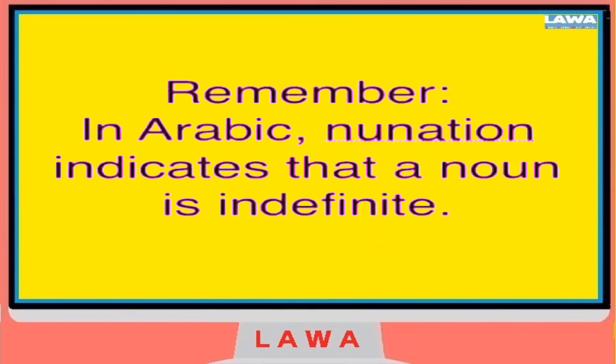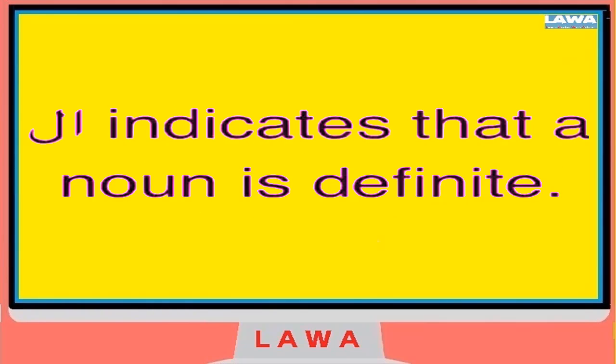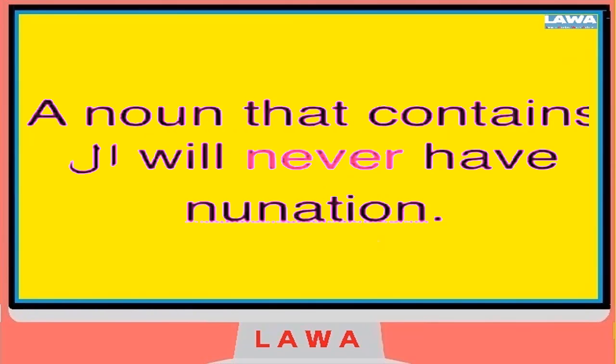Remember, in Arabic, nunation indicates that a noun is indefinite. Alif lam indicates that a noun is definite. And always remember that a noun that contains alif lam will never have nunation. You can never have nunation on a word that's definite because nunation indicates indefiniteness.